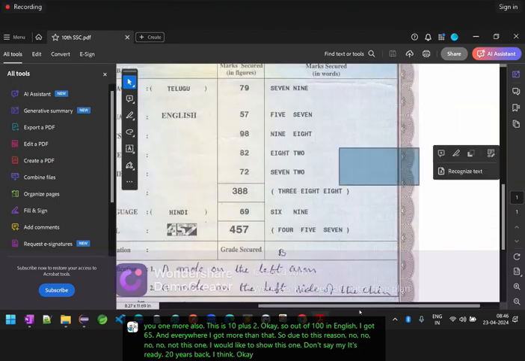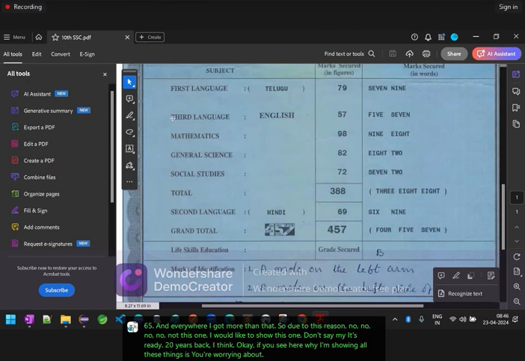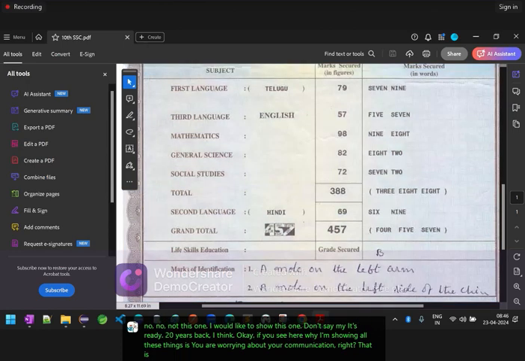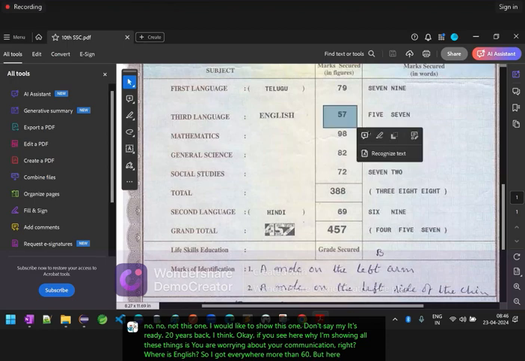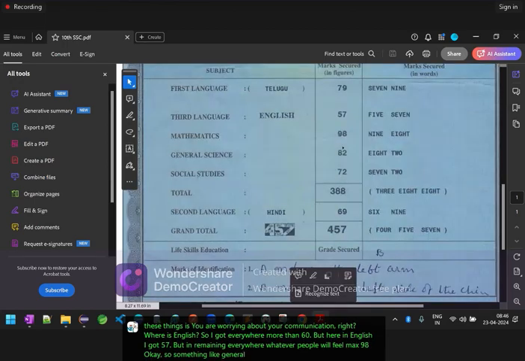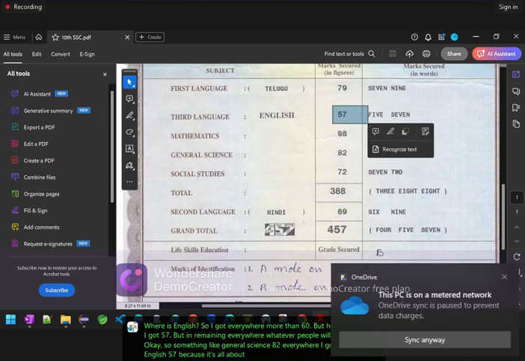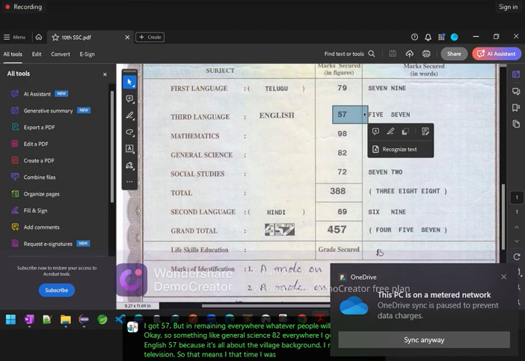Why I'm showing all these things is, you are worrying about your communication, right? In English, I got 57, but everywhere else I got more than 60, whatever people would feel, max 98. Something like general science 82. Only in English 57, because it's all about the village background. It's all Telugu medium school. So at that time I was also very weak in English.